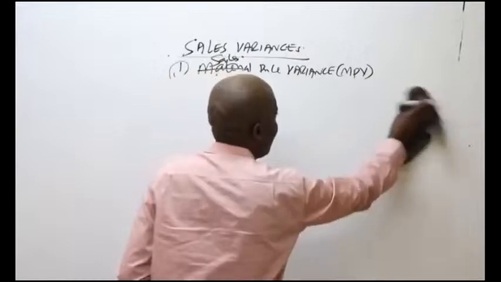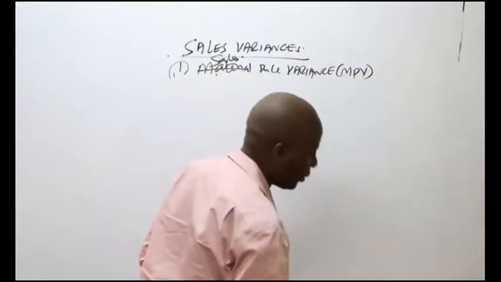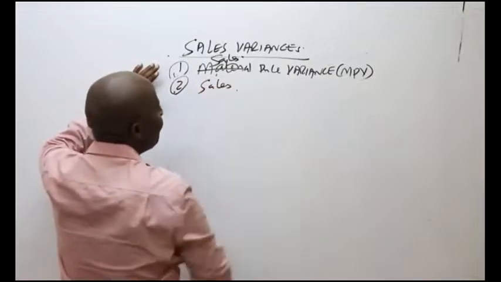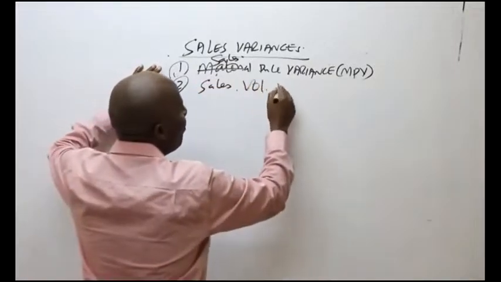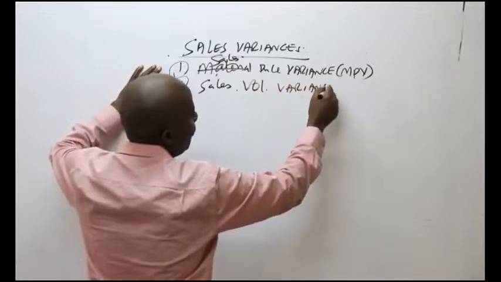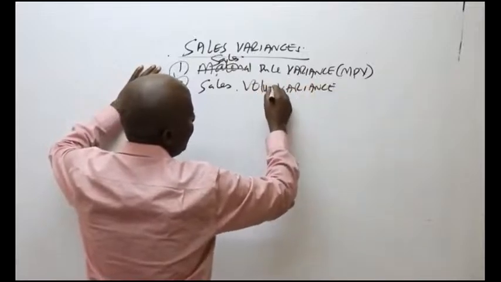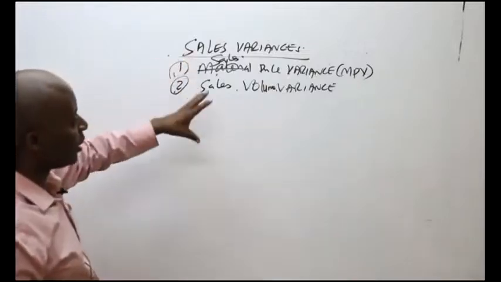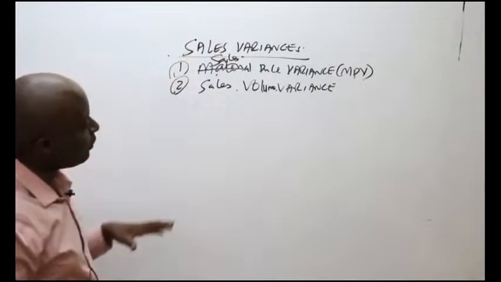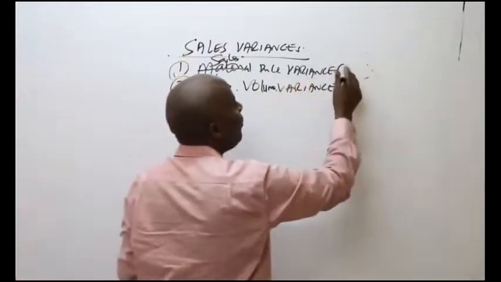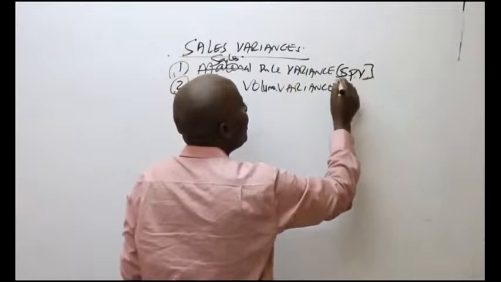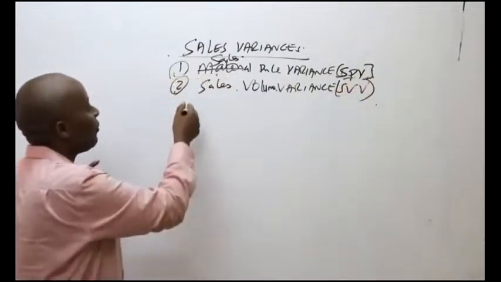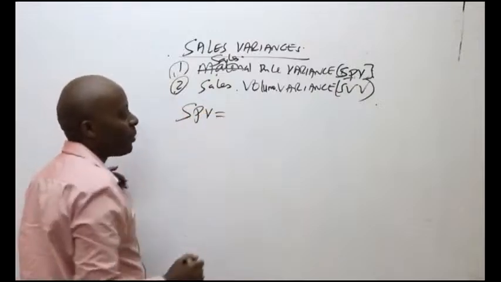So we have the sales price variance, and then number two, we have the sales volume variance. I went back to the price, material price. So sales volume variance, and then we have sales price variance. So this is supposed to be SPV. This is SVV.